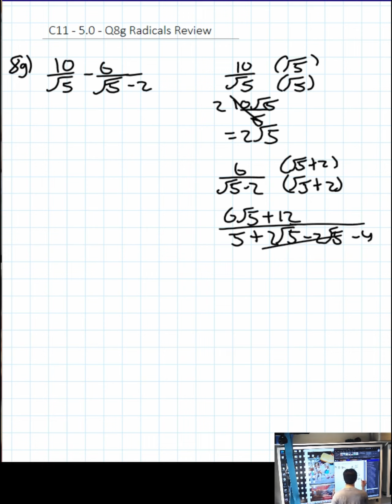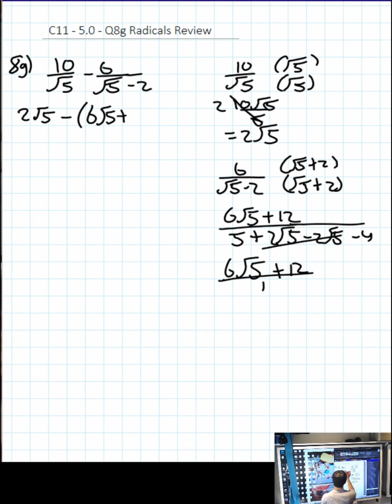Good. So those middle terms cancel. We get 6 root 5 plus 12 all over 1. And that 1 is unnecessary. 5 minus 4 is 1. So now we can take our parts and bring them back in. So because 10 over root 5 was simply 2 root 5, minus open bracket 6 root 5 plus 12.